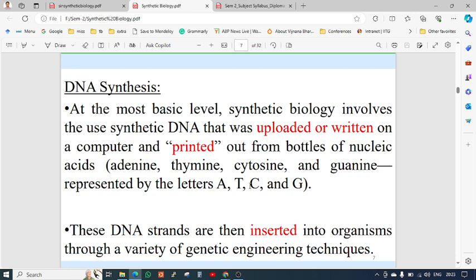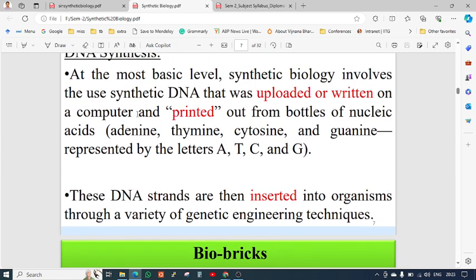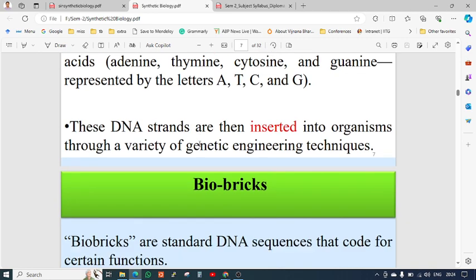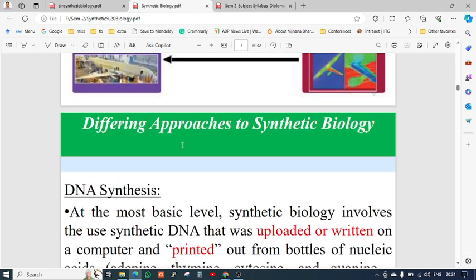That's why in Hollywood pictures, everything is possible. That is in graphics. Like that, DNA synthesis is first done in the computer, or written or printed at the DNA level. This DNA is inserted into organisms through a variety of genetic engineering techniques. If the printed DNA is successfully done, then it can be redesigned and inserted into an existing organism. So that is the first process or approach of synthetic biology.